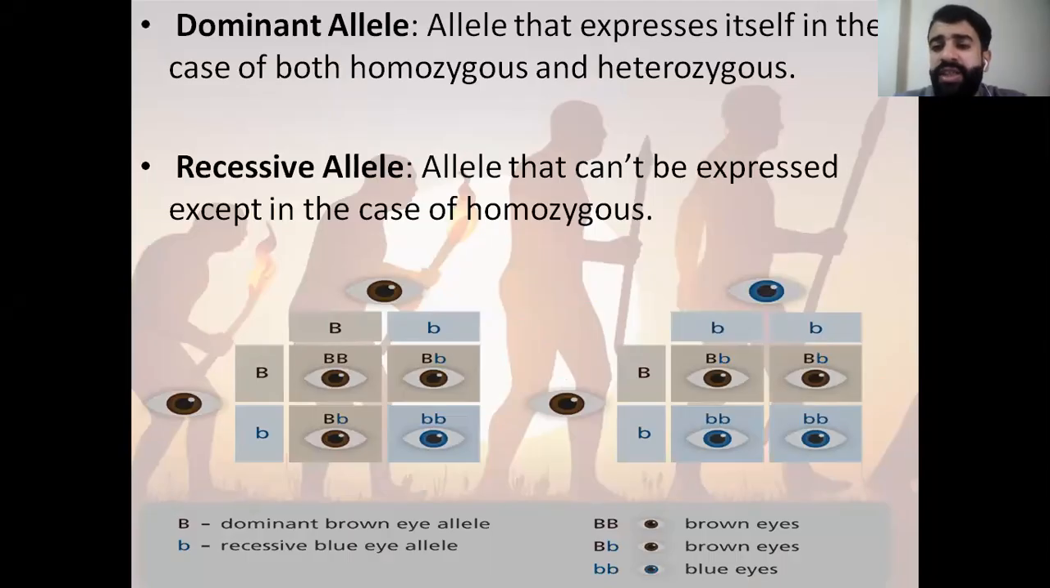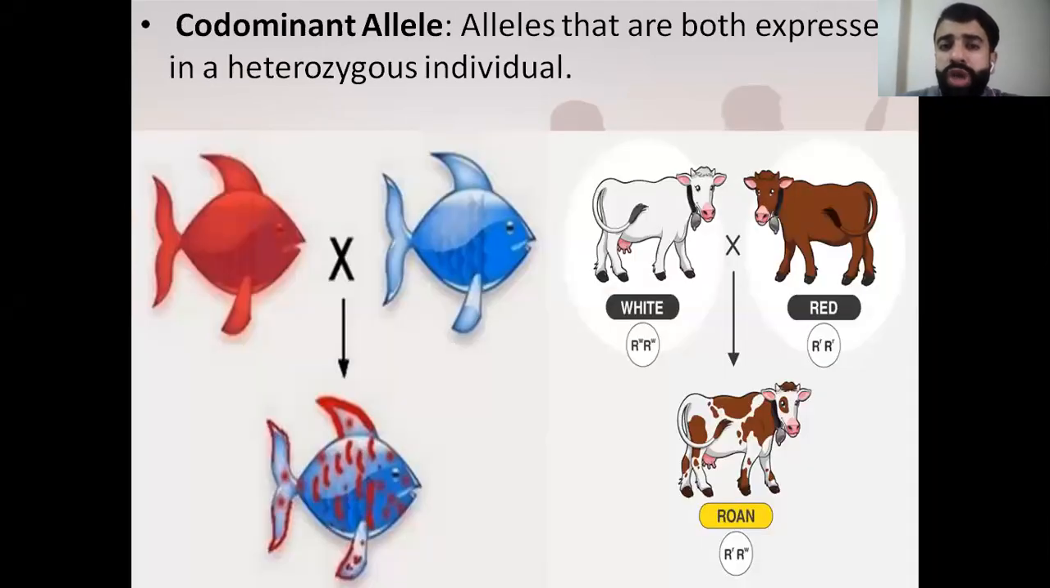The recessive allele is the weak allele. It cannot be expressed unless in the case of homozygous, where two recessive alleles are together in order to be expressed. Also, co-dominant alleles are alleles that are both expressed. This is the case of co-dominance.